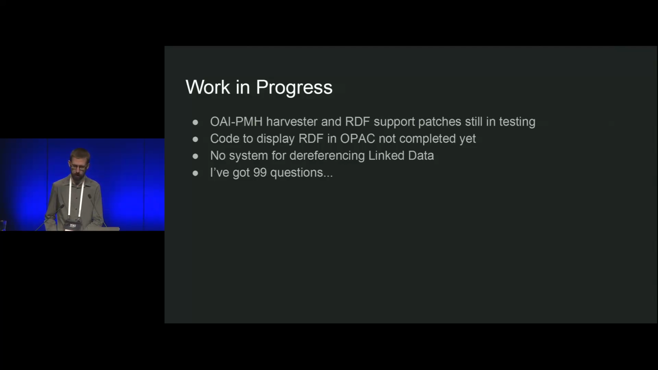I also haven't checked with Magnus recently, but I'm not sure that his code to display the RDF in the OPAC has actually been finished either. And there's no system for dereferencing linked data. What I mean by that is, thinking about those triples I was showing before, at the moment all you see is that URI. Matt showed us some really cool visualizations based on the idea that you can take the URI, resolve it, and get something. But we don't have that system.